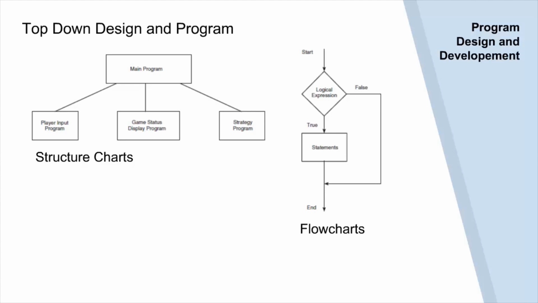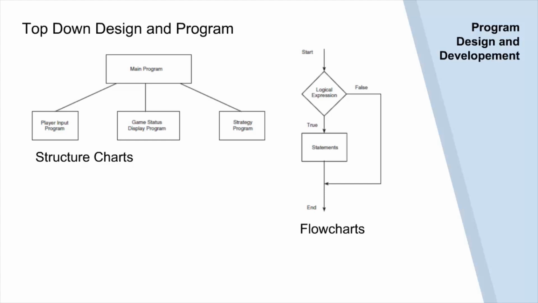A structure chart shows the connection between the main program and the modules. The image on the left shows a structure chart. This is an example where a game, say tic-tac-toe, is made. There is a module to allow the human player to input a move, a module to update and display the game grid, and a module that contains the computer strategy for selecting its moves.